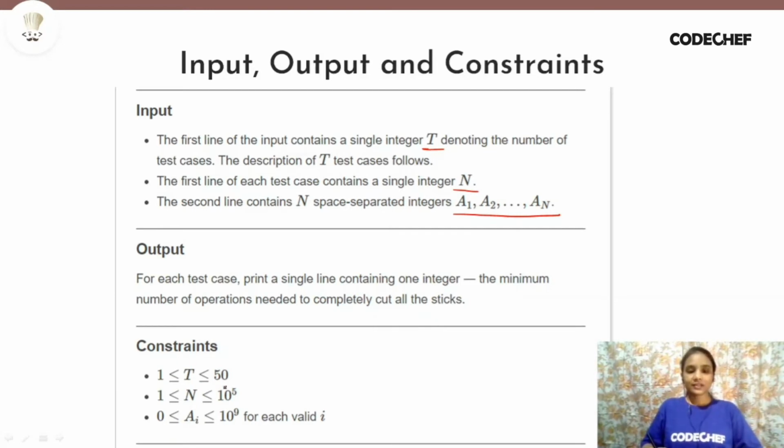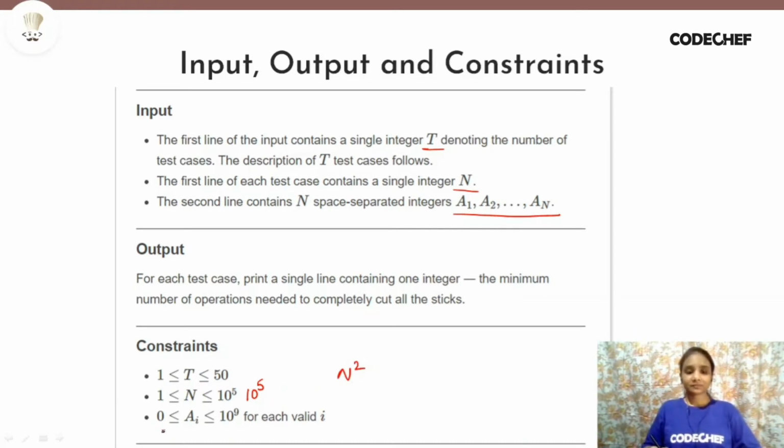Then the constraints. So the number of test cases is 50, not very high, but the number of sticks can be 10 to the power 5. So that is a huge number. And also the height of the sticks is given as at most 10 to the power 9. So that is also a huge number. We will need to code this in a time complexity less than n square, because n square will not get accepted for such kind of constraints.